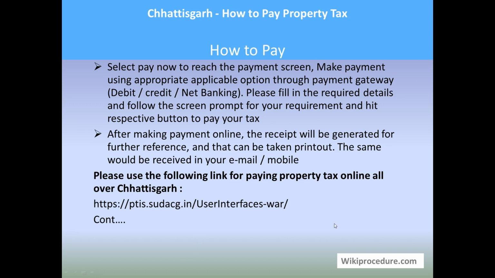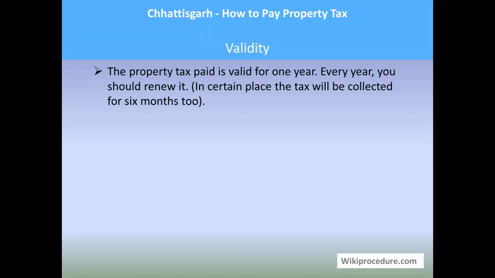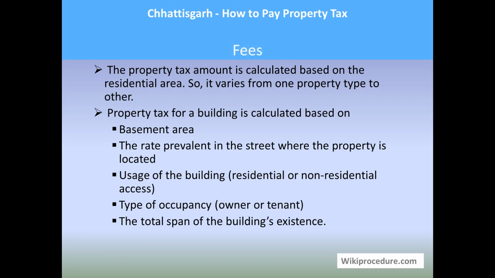Eligibility: you should be an Indian citizen aged 18 years or above, and should own a land or property in your name. Validity: the property tax paid is valid for 1 year. Every year you should renew it. In certain places in India, tax will be collected for 6 months too. Fees: the property tax amount is calculated based on the residential area, and it also varies from one property type to another based on the place where it is located.